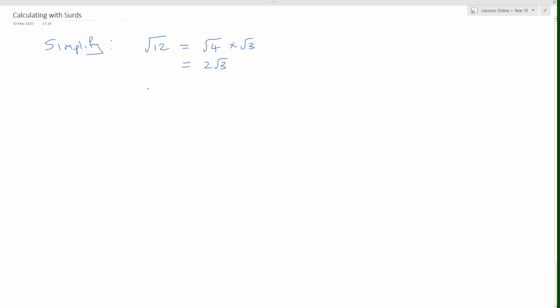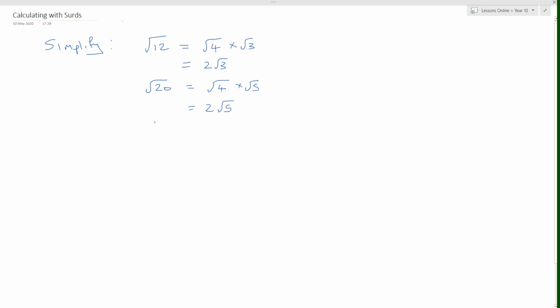We can look at the square root of 20. Looking for a square number again that goes into 20, it's going to be the square root of 4 times the square root of 5. 4 times 5 is 20, and that's going to give me 2 root 5.